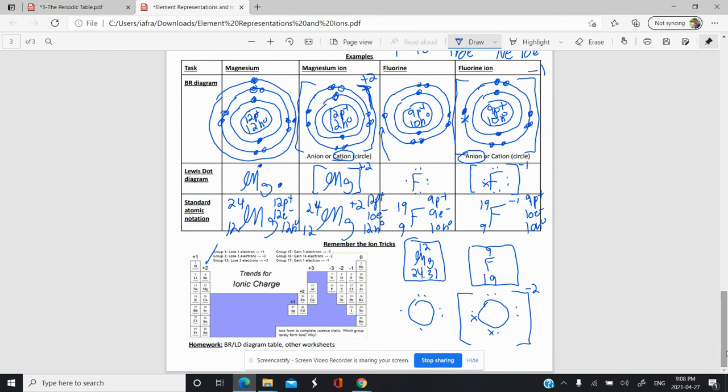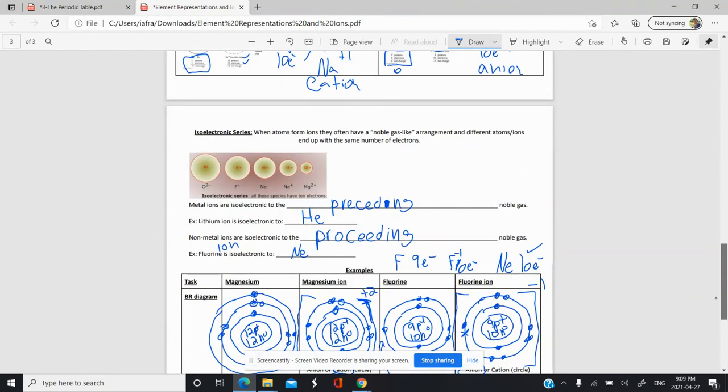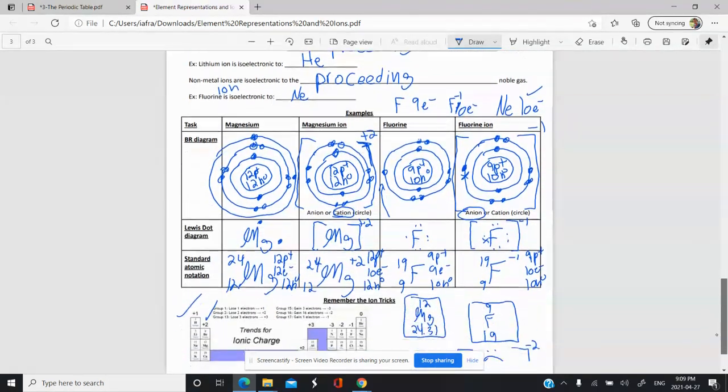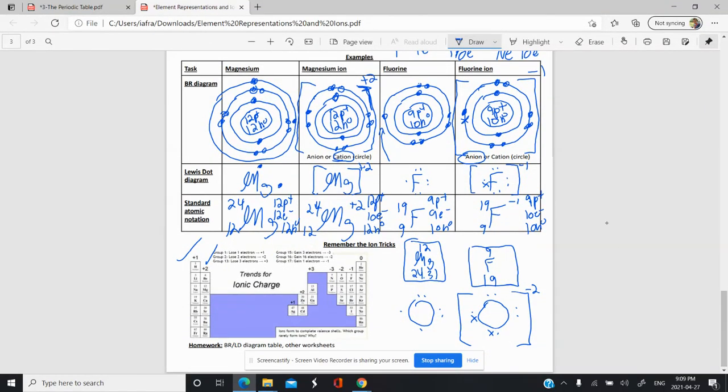So the last part here is just a little reminder of the trick to find the charge for the ions in the periodic table. And now you're able to draw ions in various ways, and you're able to explain isoelectronic series for ions that form, whether they're metals or they're nonmetals.